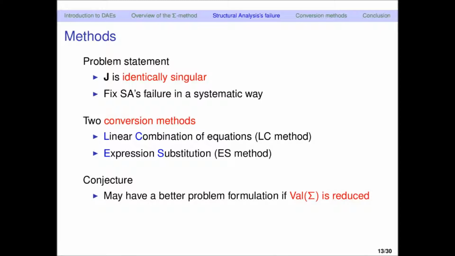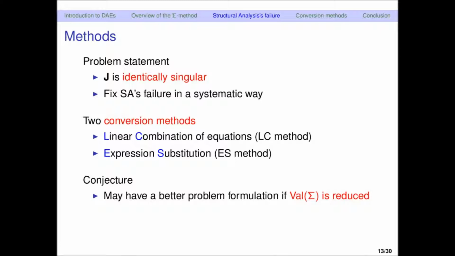People are aware of this failure, so it's not classified; it's not an untold secret. People know this, we just don't know how to fix it and what causes it. It wasn't until last year that we found two conversion methods. One focuses on the linear combination of equations. We call it the LC method for short. Another method is expression substitution. We call it ES for short.